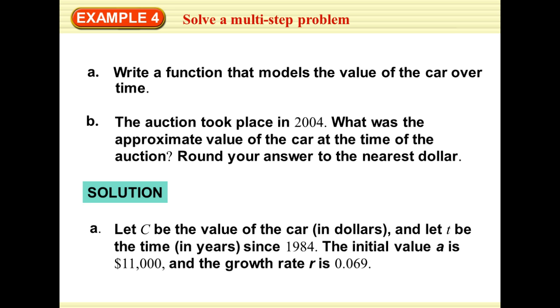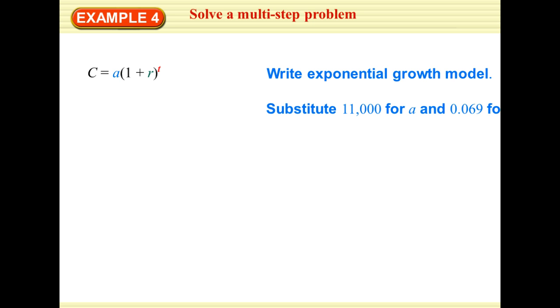Finally, we have the initial value, A. This is how much it started at, $11,000, and we know that the growth rate was 6.9%, so that's going to turn into a decimal of 0.069. Plug this into an equation, and we're going to get exponential growth. So we have C equal to A times (1 plus r) to the t. Instead of having y in that other one, I just substitute C since it's the cost. And we're just going to start plugging in our values. We've got 11,000, and I've got 0.069.